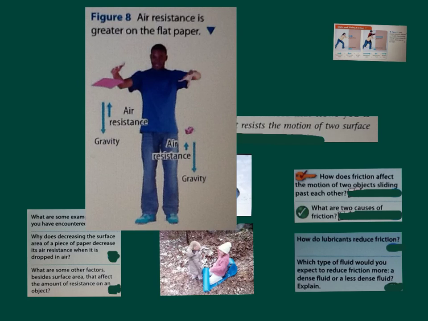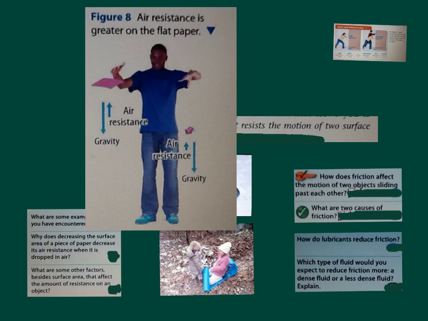So in this case, we're looking at the flat piece of paper versus the paper wad. The crumpled paper falls faster than the flat paper because it has less surface area and less air resistance. Fluid friction, like other forms of friction, opposes the motion of surfaces that are in contact with it. In the case of fluid friction, the interaction is between a surface and either a liquid or a gas.